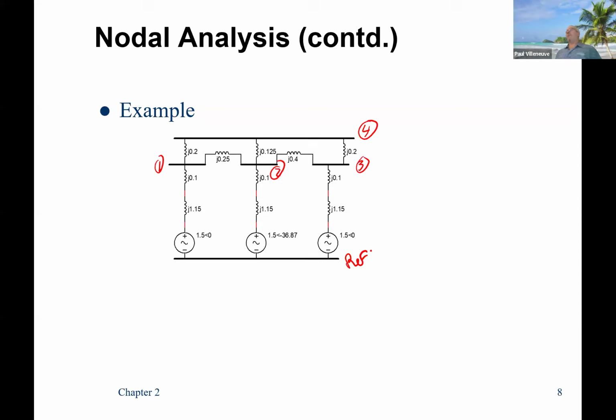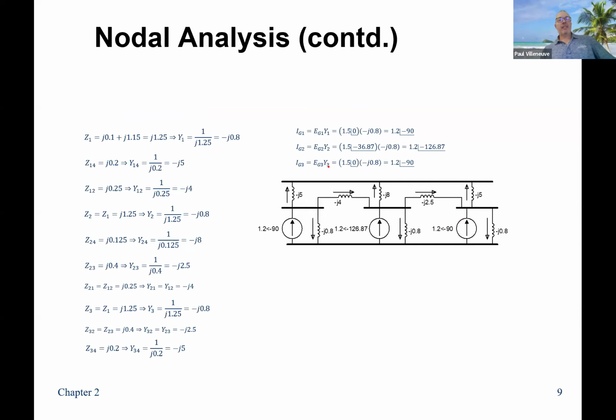So step 1, remember, before we do anything with admittances, is all those impedances that are in series with each other, we add them. So all these have to be added first before we can do any admittances. Once we add that, then we're going to invert every single element and start building our Y bus. So let's take a look at that.